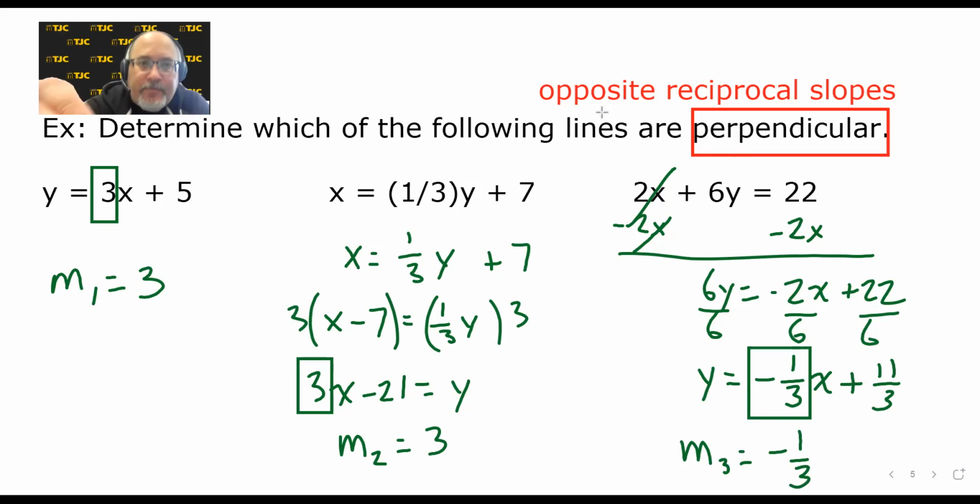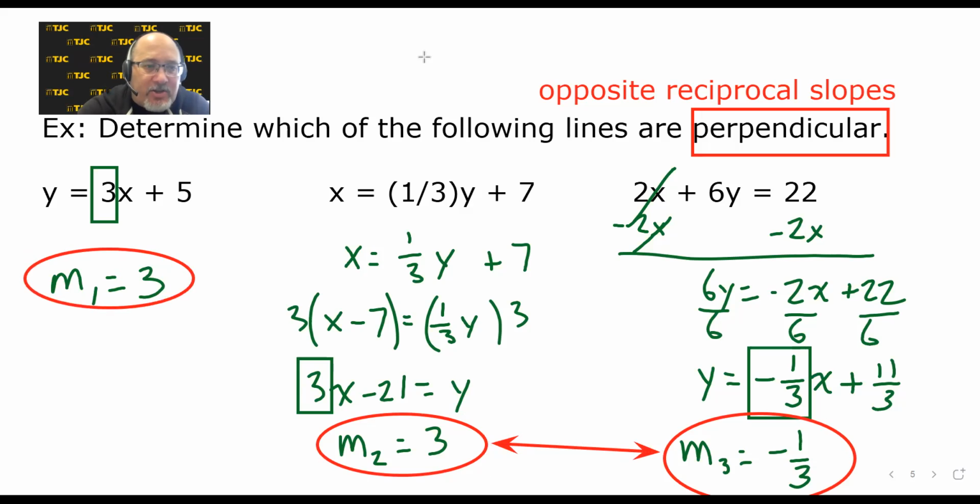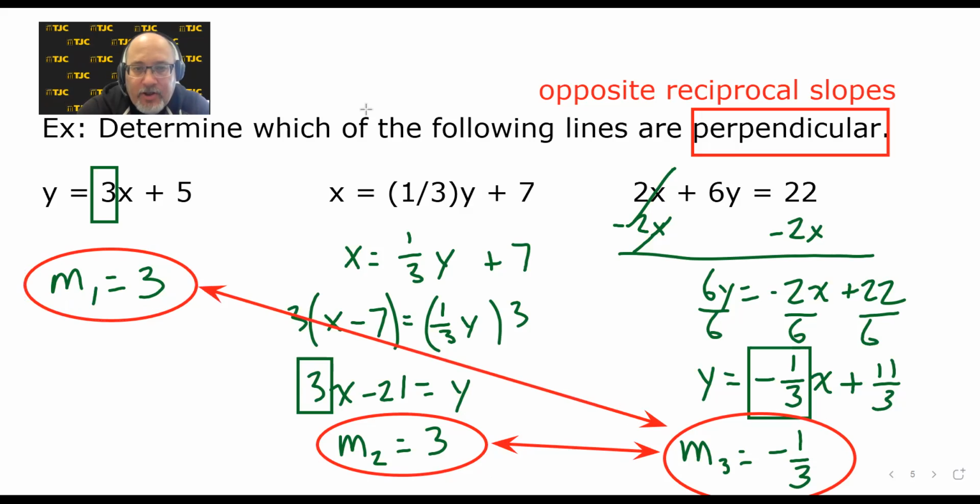And if you'll notice, this slope that we just found is the opposite and reciprocal of 3. If you think of 3 as 3/1, then the reciprocal is 1/3, and 1 is positive and 1 is negative. So these two lines are perpendicular, but those aren't the only ones, because the first line also had a slope of 3, which means that the first line is also perpendicular to the third line. So we had 2 pairs of perpendicular lines.